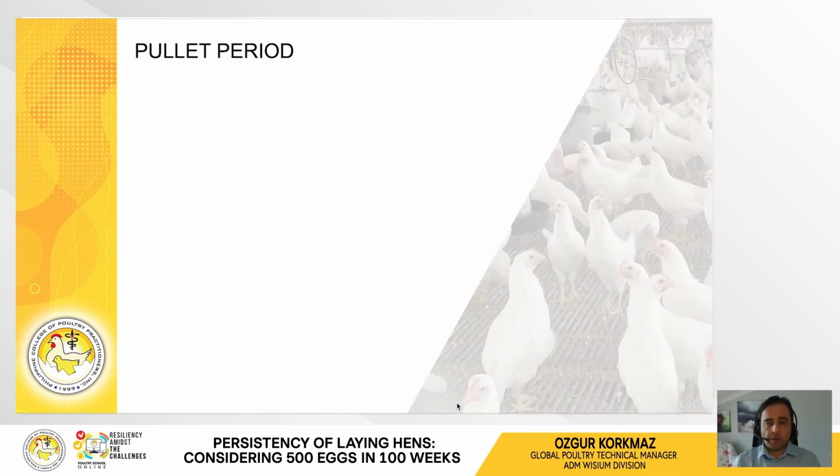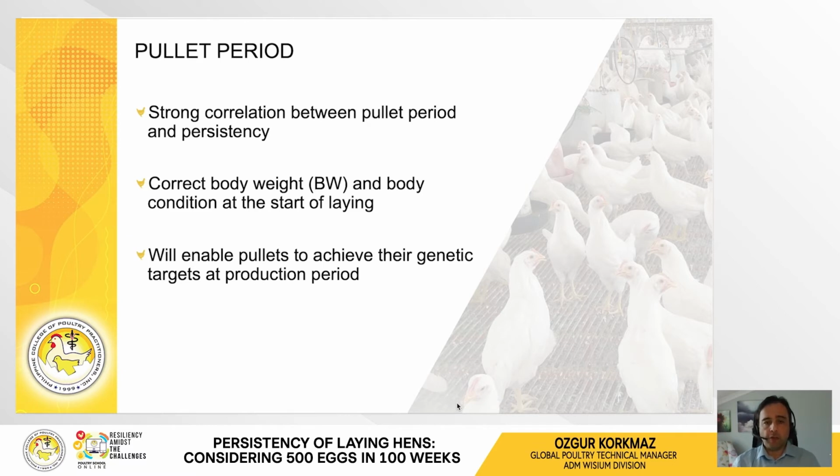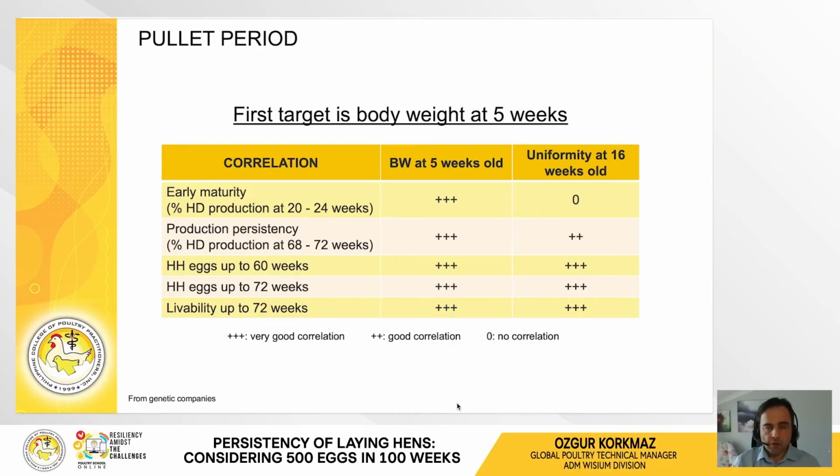One of the parameters is the pullet period. The pullet period has a strong correlation with persistency. We have to provide correct body weight and body condition before they start to lay, and this will enable pullets to achieve their genetic targets in the production period. The pullet period is one of the important criteria for laying production.